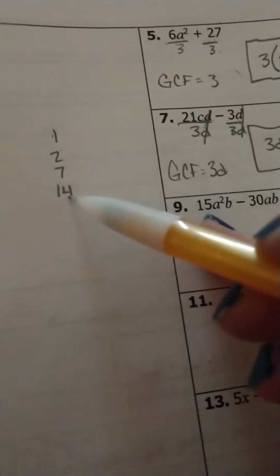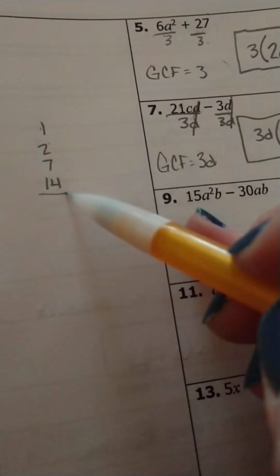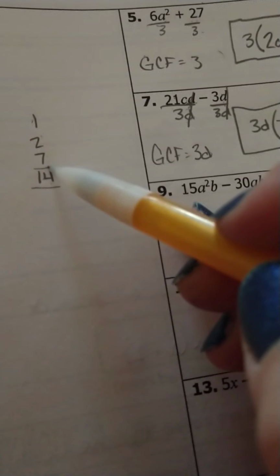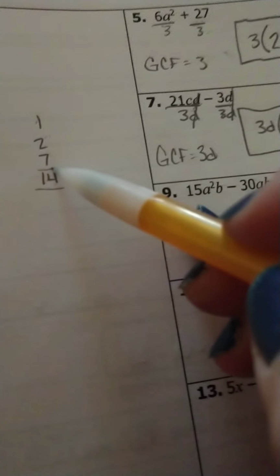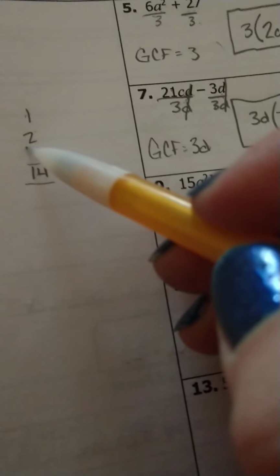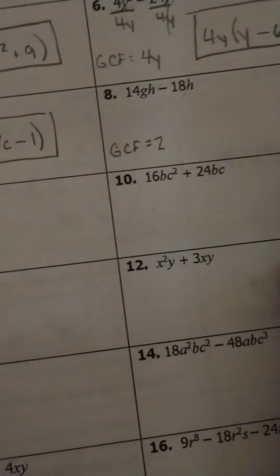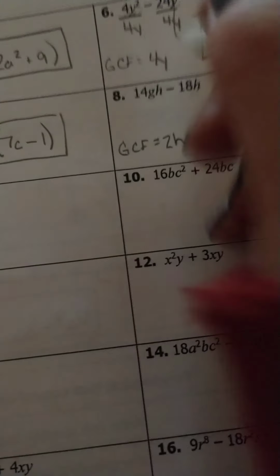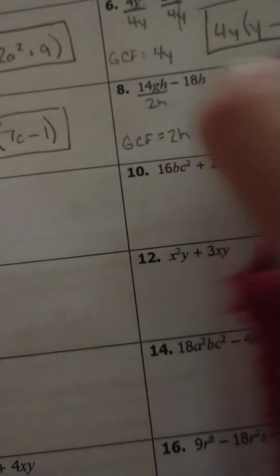Start going backwards down your list. So we already said 14 does not go into 18. Does 7 go into 18 evenly? No, it's not. Does 2? Does 2 go into 18 evenly? Yes, so 2 in this case is my GCF, which is a relatively small one, but that's fine. I've got a GH and a regular H. Well, they both have an H, so my GCF is 2H.